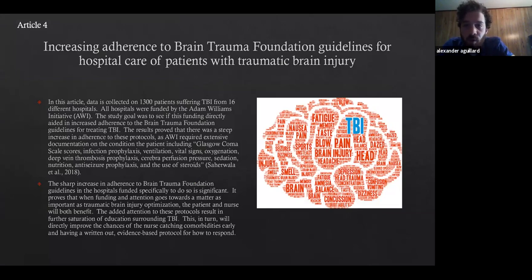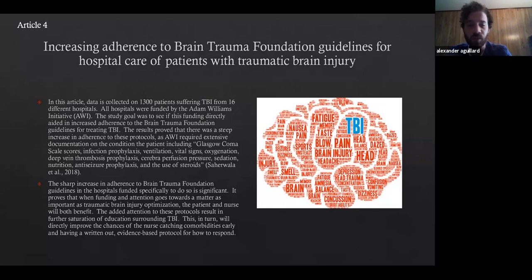So my next article was discussing the Brain Trauma Foundation guidelines for hospital care and whether increased adherence helps with the outcome. There was an initiative at specific hospitals; there were 16 hospitals, and they were funded by the Adam Williams Initiative to specifically adhere to the Brain Trauma Foundation guidelines. They implemented a heavy charting system where you had to chart on everything from infection prophylaxis, ventilation, vital signs, oxygenation, deep vein thrombosis prophylaxis, cerebral perfusion pressure, sedation, nutrition, anesthesia, prophylaxis, and the use of steroids.